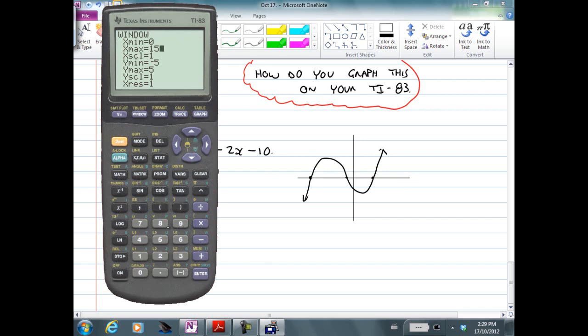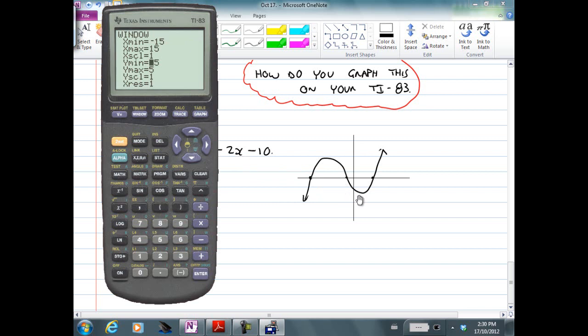15. Under that, x min means how far to the left do you want it. I'm going to call it negative 15 because I want to keep consistent. Negative 15. X scale, change it to 1. What x scale really means is how far apart should each line be.